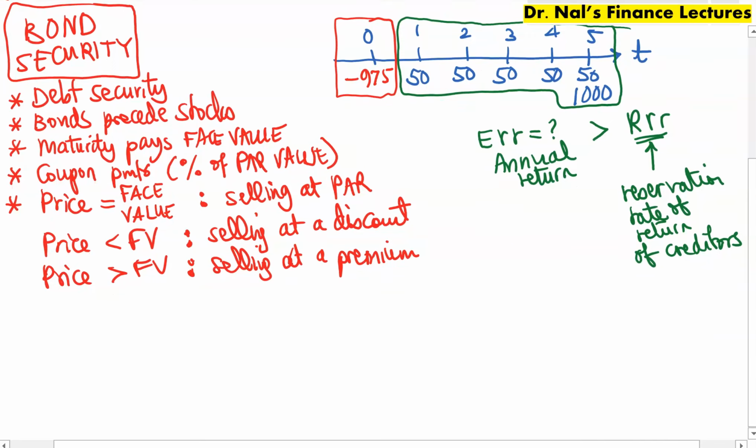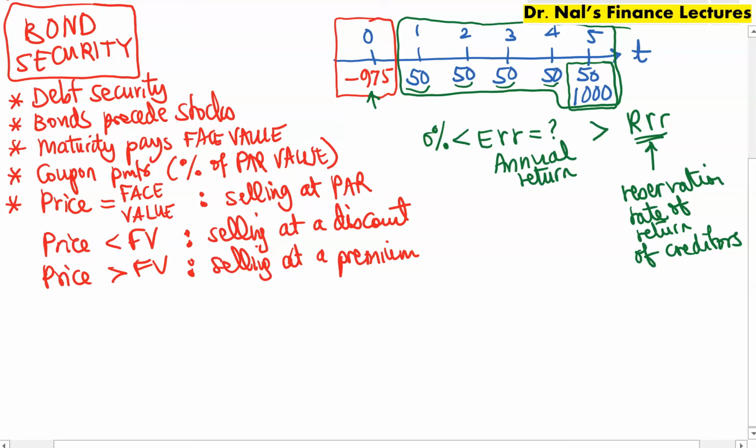So we have a security which promises all these future cash flows: $50 at the end of year 1, $50 at the end of year 2, $50 at the end of year 3, $50 at the end of year 4, and a combination of 50 plus 1,000, so $1,050 at the end of year 5. Overall, this bond pays about $1,250 in a 5-year period, and because the price is less than $1,250, this bond will definitely have a positive return, so no doubt about that. So this rate of return will be positive.